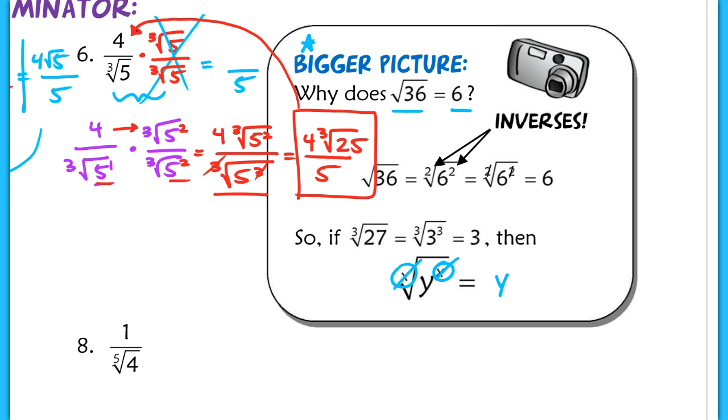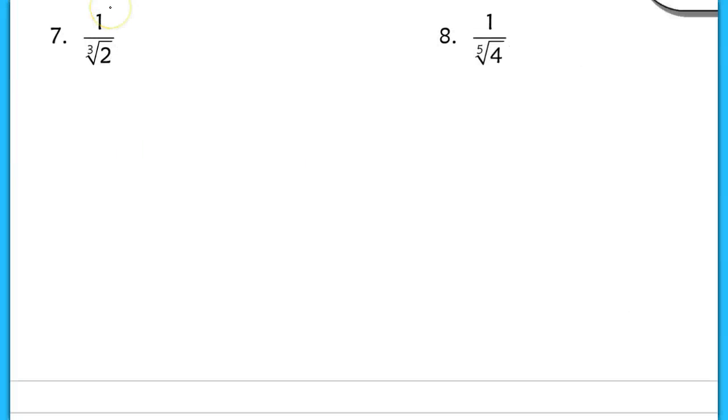And I know that's a lot to take in, and we've only done a few problems so far, but this is probably the most important problem that you understand. So then now we can hopefully try to go through the rest of the questions here a little bit quicker. Okay, so in number 7, I'm trying to rationalize 1 over the cube root of 2.